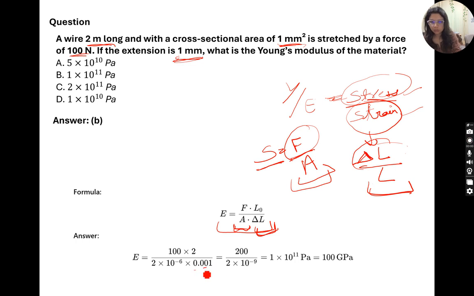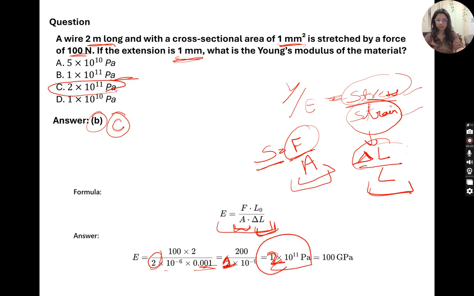I guess this 2 is extra here, so this is not the case. If we look at the options, B is not correct. The correct option will be C, which is 2 into 10 raised to power 11 Pascal. If we solve this, we will get the value of 2, because this extra 2, I don't know where it came from, I mistakenly wrote it. So it's 2 into 10 raised to power 11 Pascal in this case.